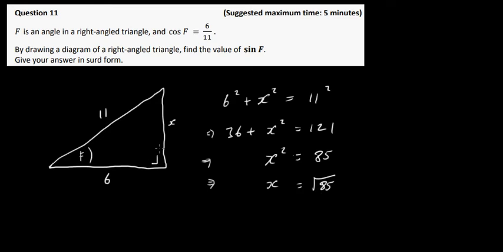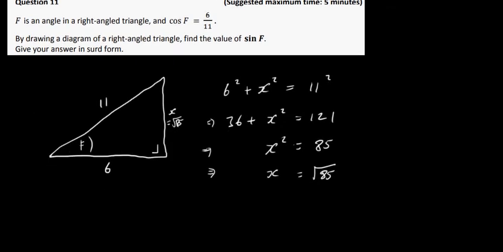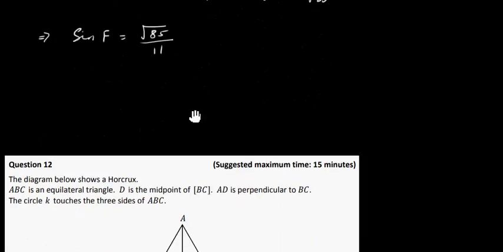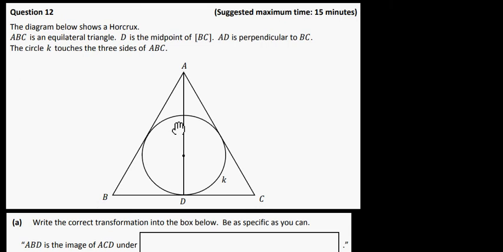So it says give your answer in surd form, so I'm going to leave the square root here. So we know that x here now is going to be equal to the square root of 85. So we need the sine of f. The sine of f is what we were asked for. So that means then the sine of f is going to be opposite over hypotenuse, so that's the square root of 85 divided by 11. And that's it. That's actually it for question 11. Let's have a look at question 12.